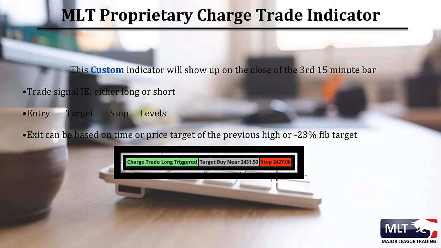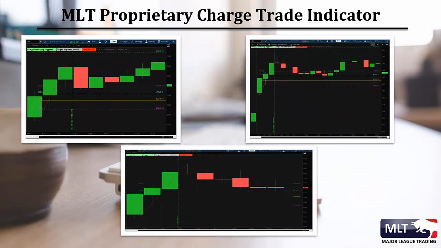Or you can look at some fib targets. So let me show you what this looks like, because I had to hire a programmer to design this. So I was like, hey, check this out. I have this set up, but what I want to do is kind of not fully automate it, because it's not taking the trade for me, but at least point out what's going on.